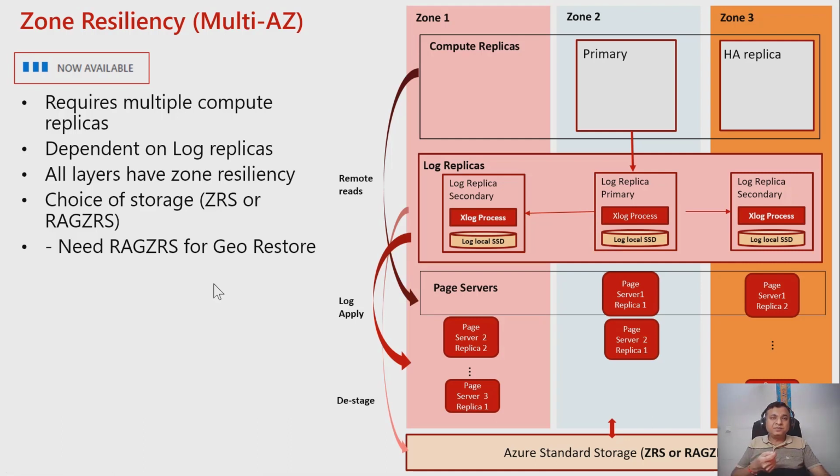Now the data files and the backup are on the same storage type in Azure. So you have to choose either ZRS, which is zone redundant storage, or RAGRS, which is zone plus geo redundant storage. These two are the choices of storage you have to make so that your hyperscale database is zone resilient. Now, RAGRS is required if you need the capability to do a geo restore of a database. Otherwise, you are pretty much okay using ZRS or zone redundant storage as well.